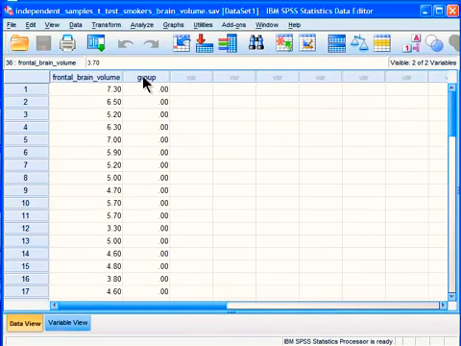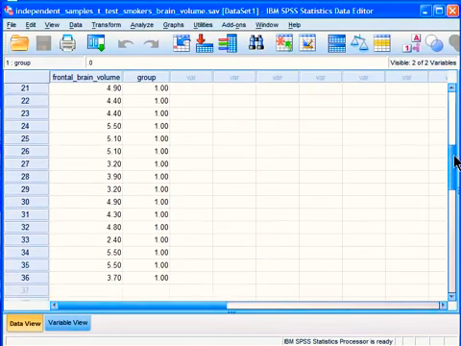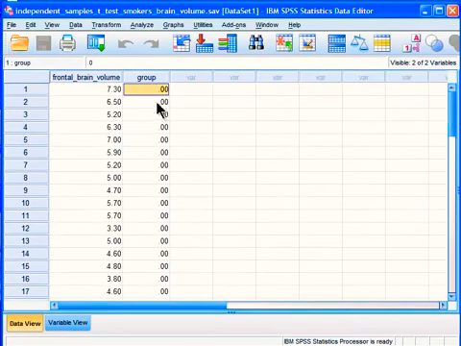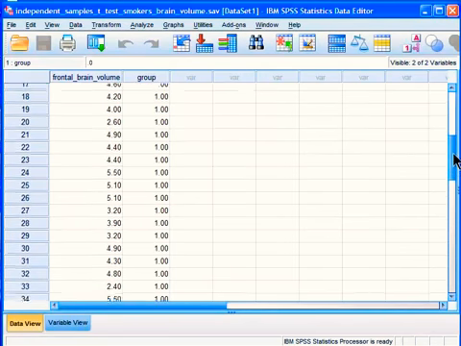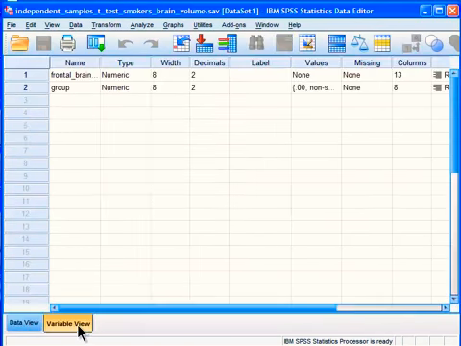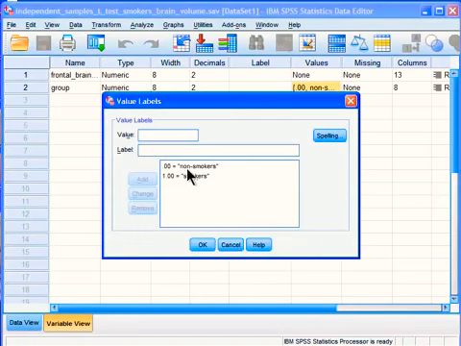Then we've got our grouping variable next to the frontal brain volume variable. I've got two groups, zeros and ones, with the ones at the bottom and zeros at the top. Zeros are people who are non-smokers, and ones are smokers. You can see how I've labeled that in Variable View by clicking that tab at the bottom. I've got values here, so 0 is non-smokers and 1 is smokers. I did that by adding values here and then adding through this option here.